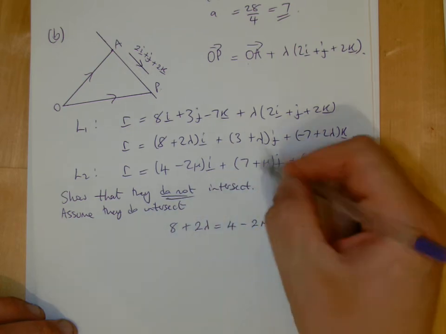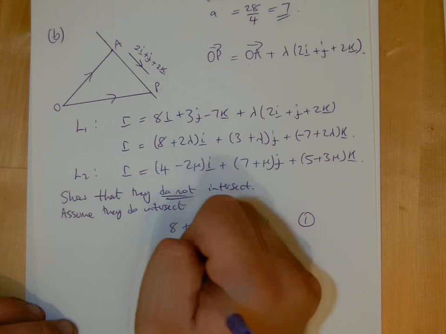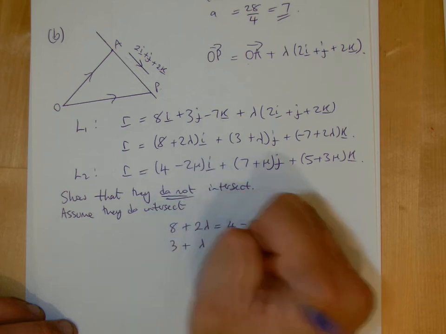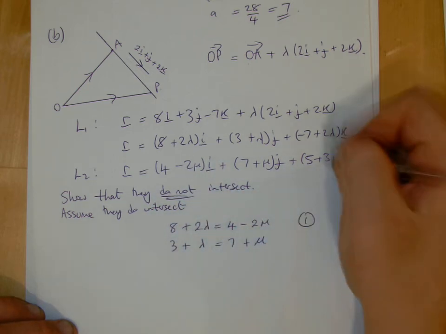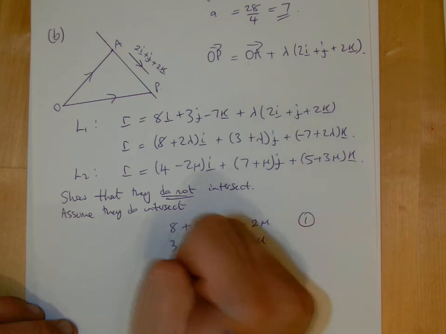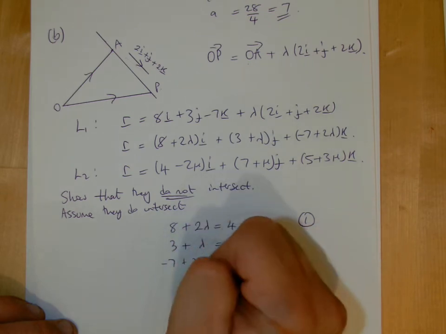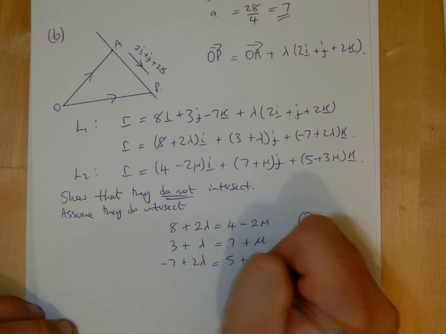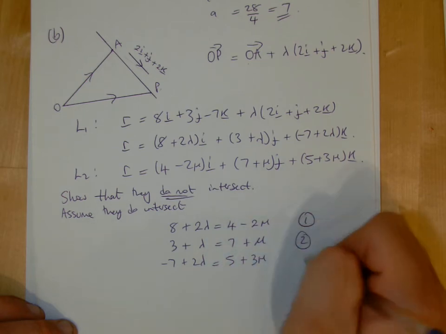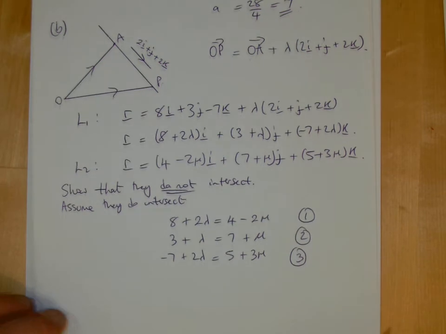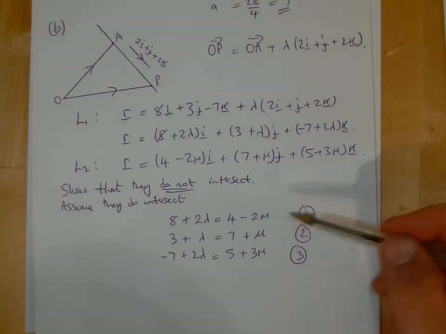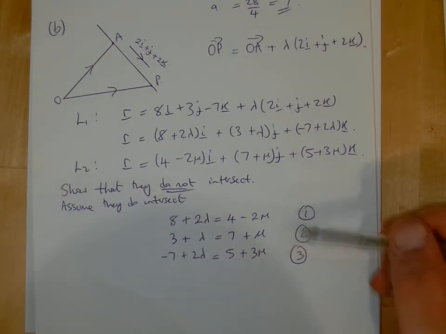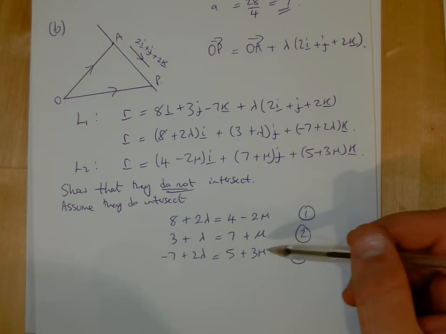That'll be equation 1. Let's put the j's equal to each other. 3 plus lambda equals 7 plus mu. And let's put the k's together. Minus 7 plus 2 lambda equals 5 plus 3 mu. So equation 2, equation 3. What you can do now is work with two of these equations, and work out what lambda and mu are. That would be the idea.